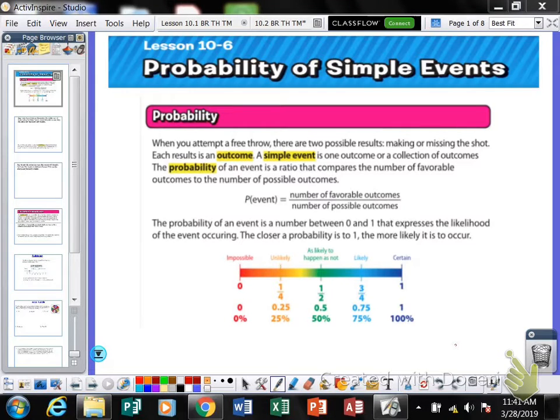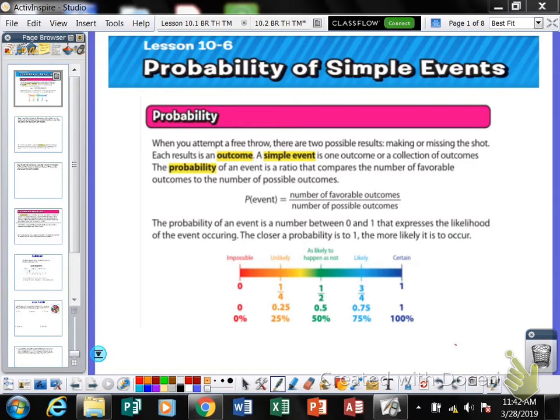In lesson 10.6, we're looking at probability of simple events. When you attempt a free throw, there are two possible results: either you make the shot or you miss the shot. Each result is an outcome. A simple event is one outcome or a collection of outcomes.